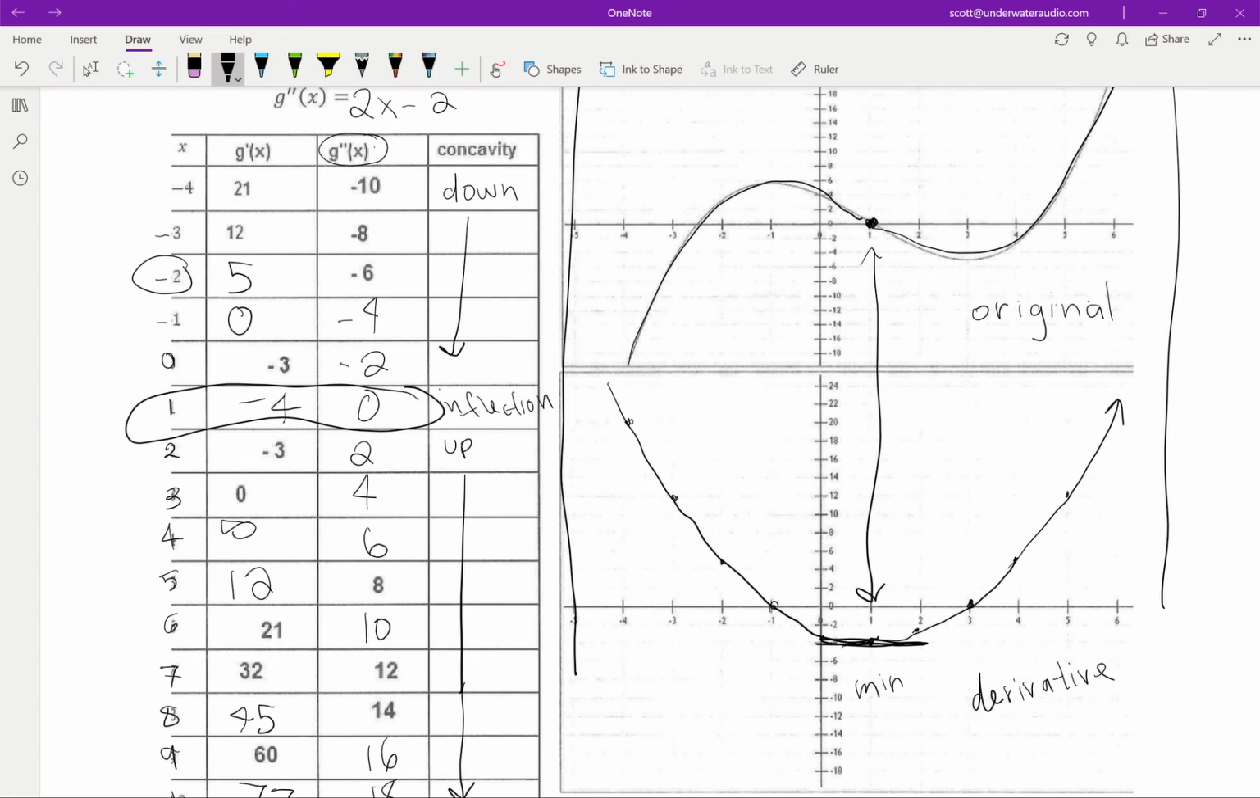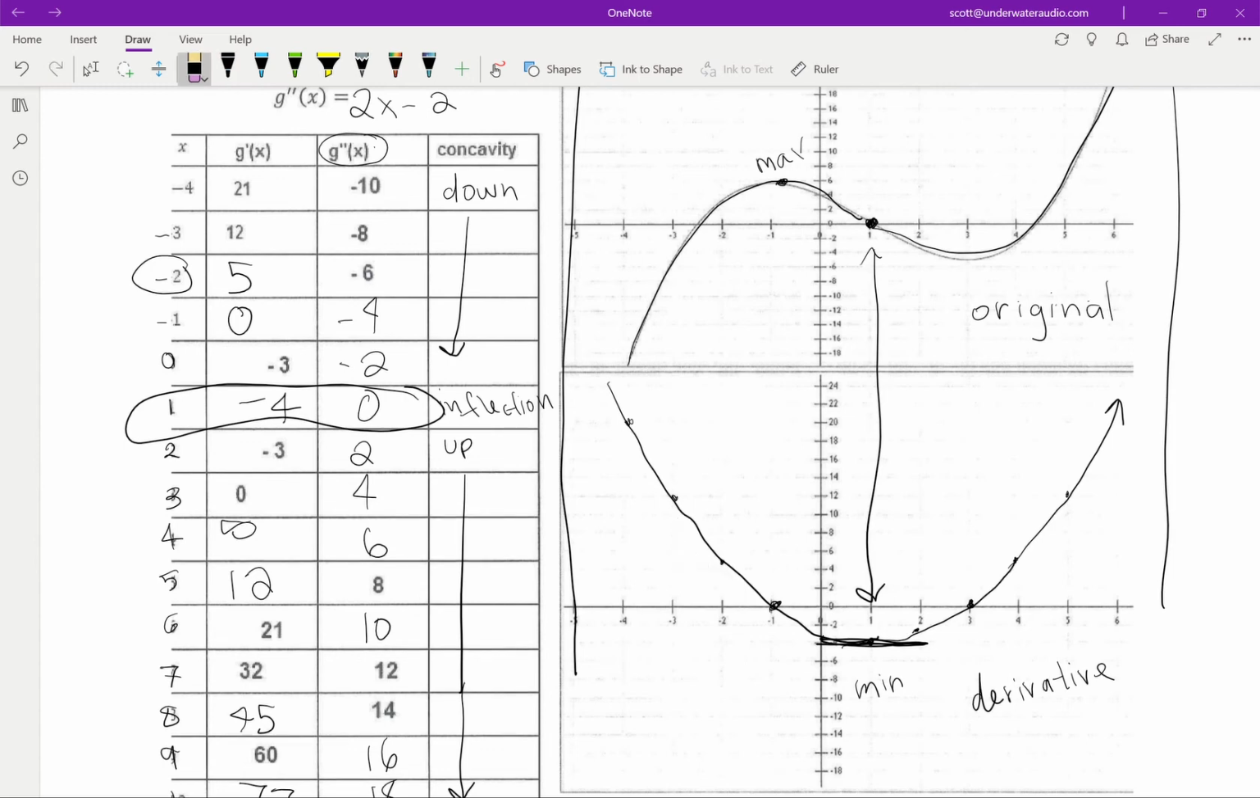Let's see, what else can we think about? So we've done concavity. Let's think about our mins and maxes. So at -1, around there somewhere is a maximum. And actually that works out perfectly because we already know if there's a maximum on an original, the derivative should have an x-intercept that should go from positive, which it seems to be doing, to negative. That's pretty handy.